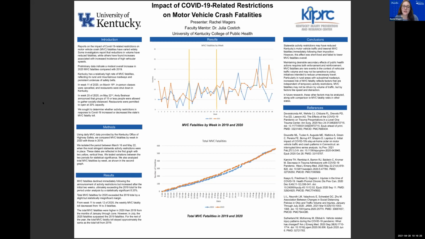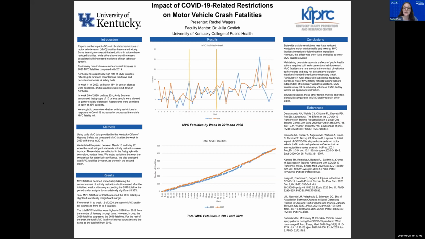I sought to determine whether activity restrictions in response to COVID-19 increased or decreased this fatality toll. I did this using daily MVC data provided by the Kentucky Office of Highway Safety. Using all of this data, I compared these fatalities by week in 2020 with those in 2019. As you can see in both graphs, the top one goes by week, and the bottom one goes by week as well, but it shows more the total of the MVC fatalities throughout the year. So that's a running count of these fatalities.